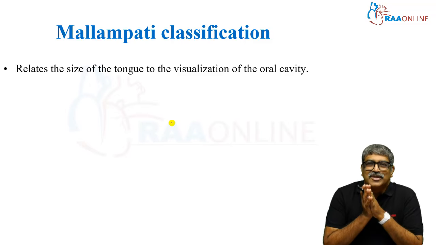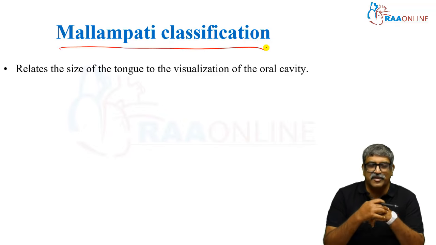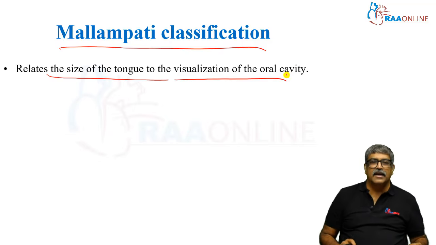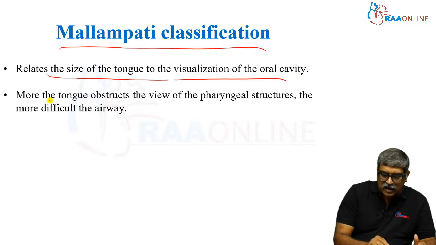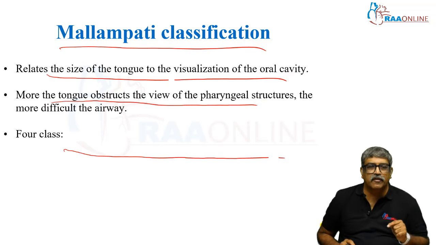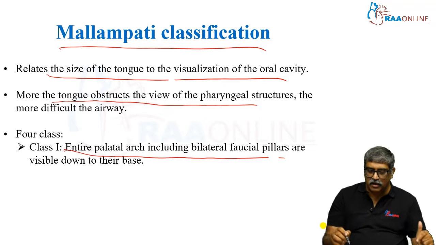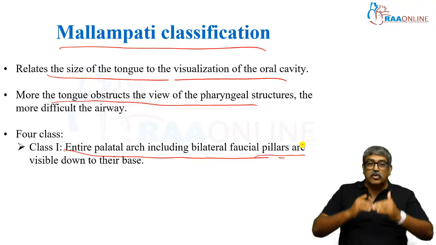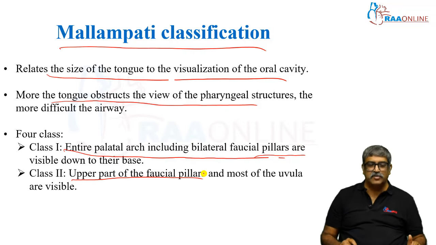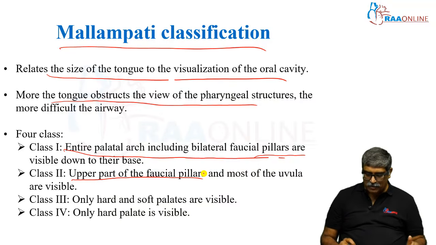Now coming to the most important airway examination which you do in the preoperative period, that is Mallampati classification. It relates the size of the tongue to visualization of the oral cavity. The more the tongue obstructs the view of pharyngeal structures, the more difficult is the airway. You have 4 classes in Mallampati. Class 1, you can view the entire palatal arch including bilateral tonsillar pillars visible down to the base. Class 2, the upper part of the tonsillar pillar and most of the uvula are visible. Class 3, only hard and soft palate is visible, and class 4, only hard palate is visible.